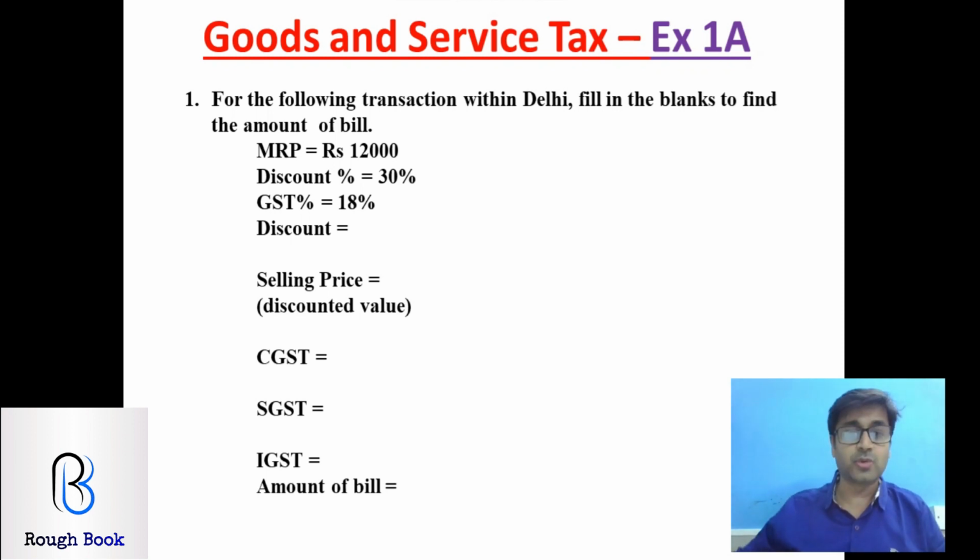So the MRP is 12,000. Let's assume that we are buying a smartphone worth rupees 12,000, and if the smartphone is worth rupees 12,000 and GST is 18% on that, what will be the split? It's going to be 9% on CGST, 9% on SGST. But we are very lucky that this smartphone 12,000 is coming to us with a discount of 30%.